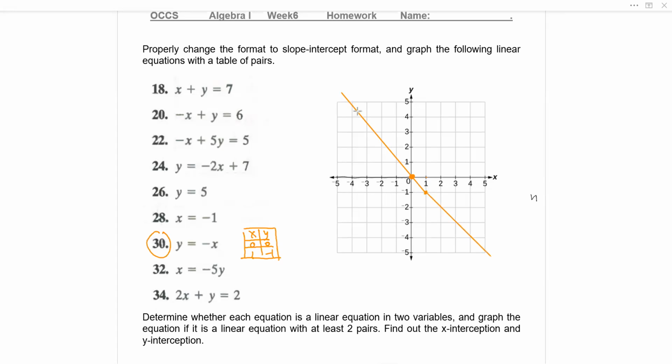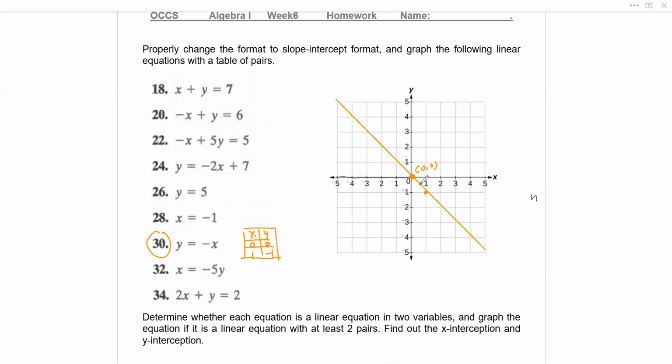Actually, I need to correct this a little bit. Let me do it a little better. The line passes through the origin, 0, 0. So this is the X-intercept, also the Y-intercept. This is the Y-intercept, also the X-intercept, because both X and Y cross at the origin. So this is the X-intercept, also the Y-intercept as well.